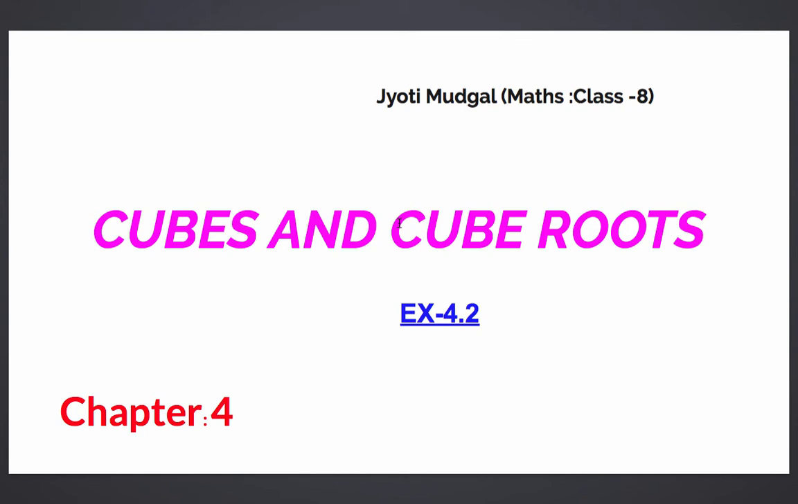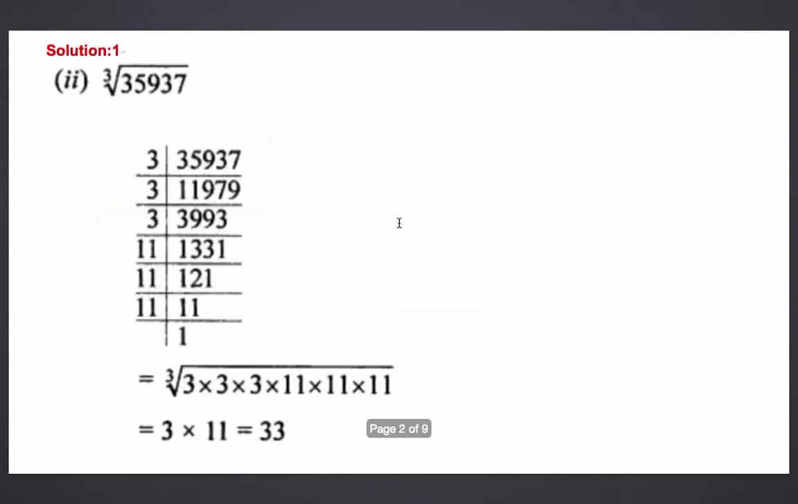This exercise begins with the first question where we have to find out the cube root of the number 35,937. Students, yesterday also I was explaining you the sign. This is the sign of cube root. So to find out the cube root, the first step is to carry out the prime factorization of the number.